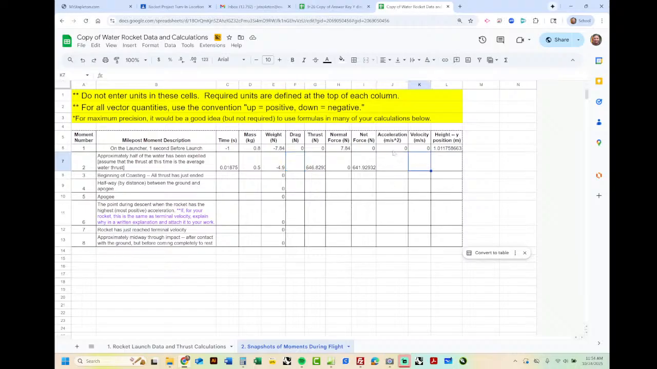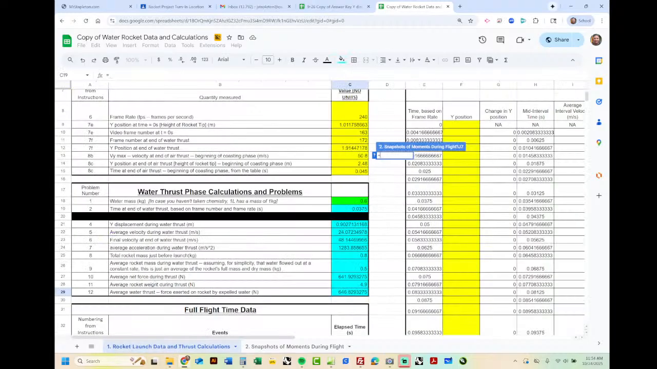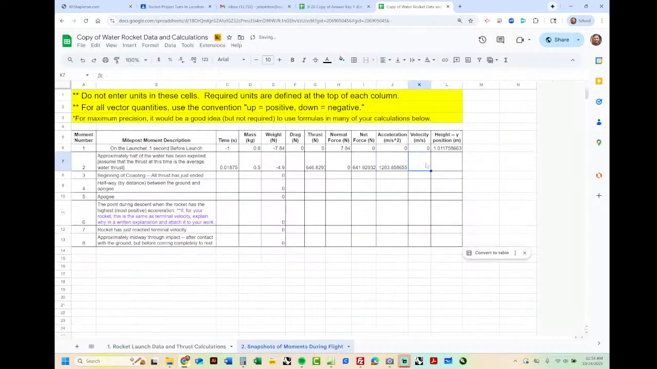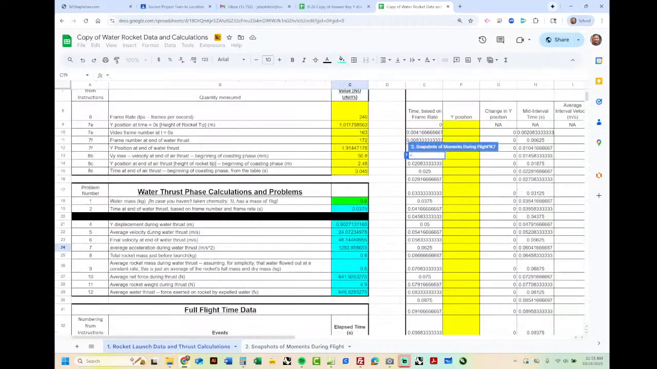Acceleration, velocity, I can find that from the other sheet. So go back to this first one. Average acceleration during water thrust is this cell right here. And velocity, this one I might need a little formula. So for average, I want the velocity halfway through. And oh, that's it right there. Average velocity during water thrust.